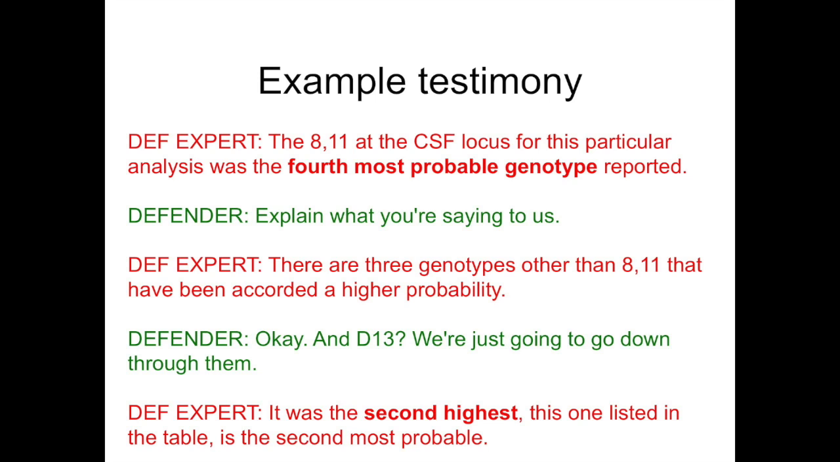Here is example testimony using that ploy. The testimony does not follow our pictures, but comes from a different case. The defense expert says there is an 8-11 allele pair at a locus, but it was only the 4th most probable genotype. "Explain what you're saying to us," asks the defender. The expert responds, "There were 3 genotypes other than the allele pair 8-11 that have been accounted for at a higher probability." And then the defender and expert go on to list other loci where the genotype value of the defendant didn't have the highest probability.